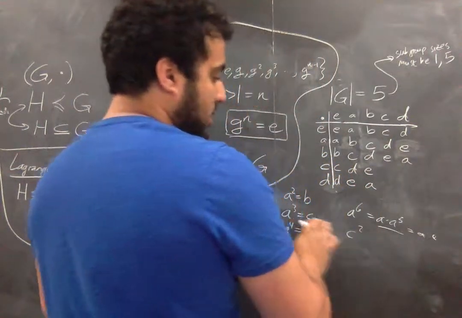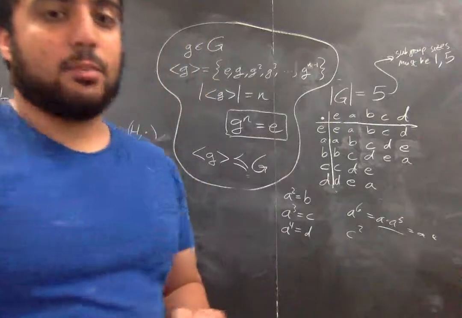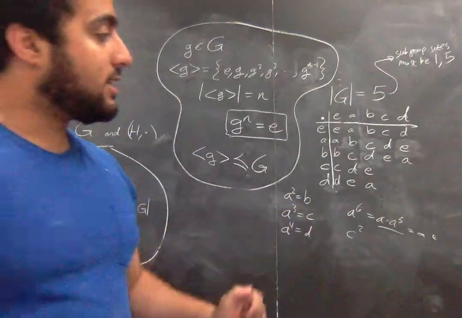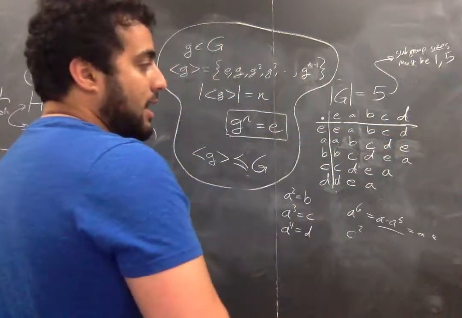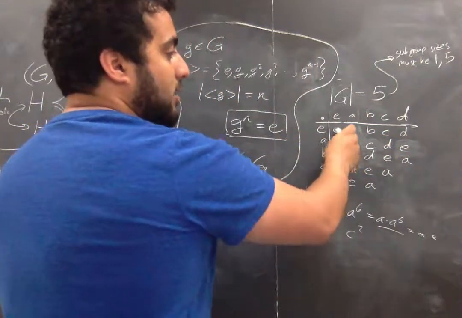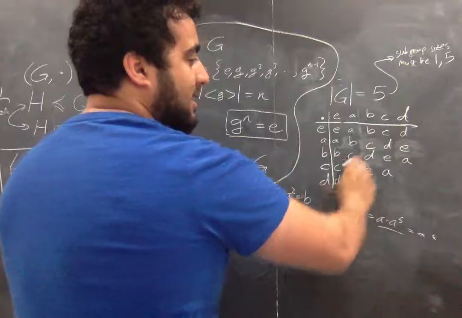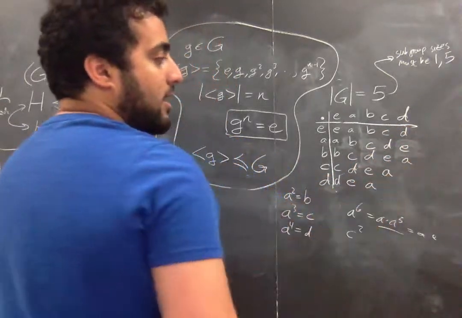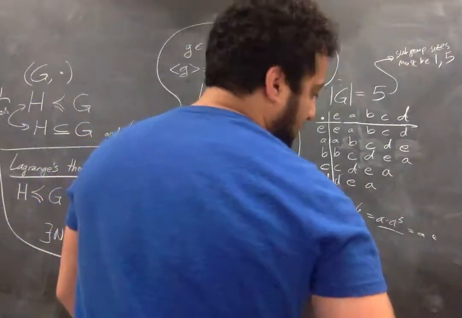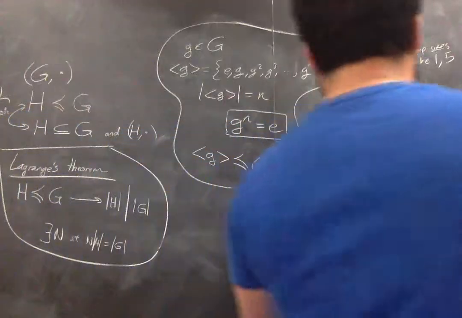C squared, C is A cubed. Exact same reasoning. A cubed squared is A to the sixth, so this has to be A. And you can also start to see the pattern: E, A, B, C, D, E, A. You might guess what these ones are, but let's just go ahead and finish it out.